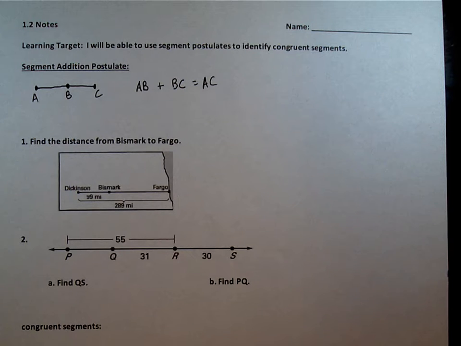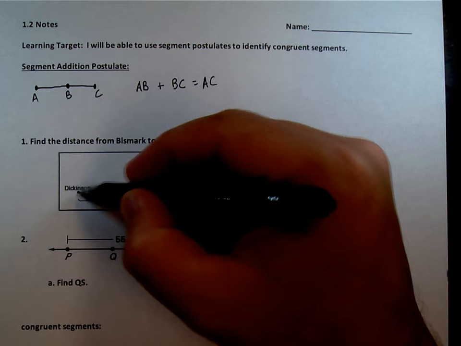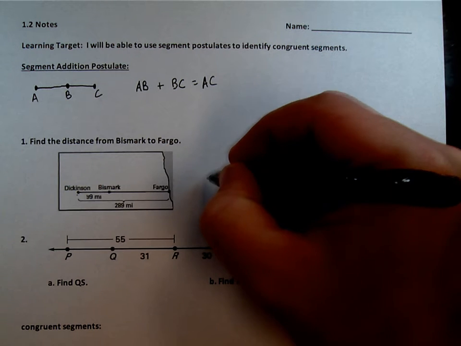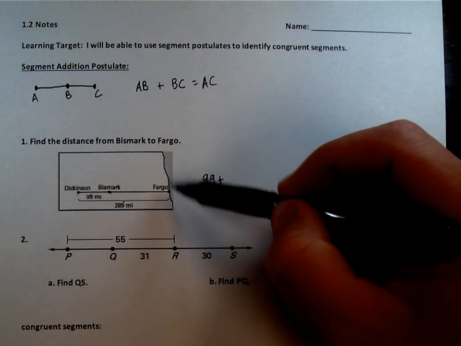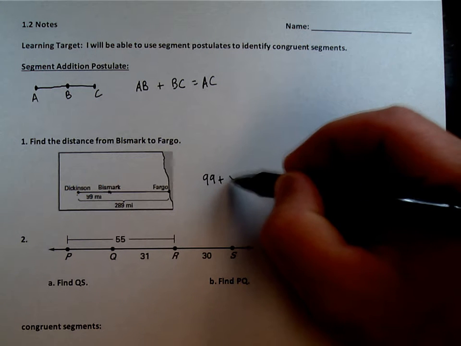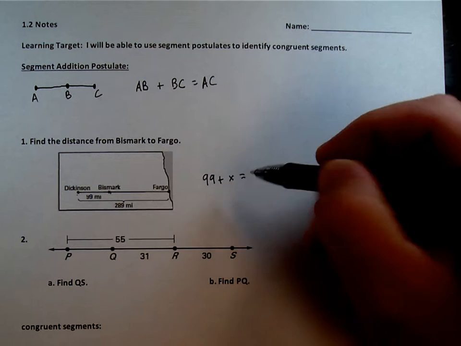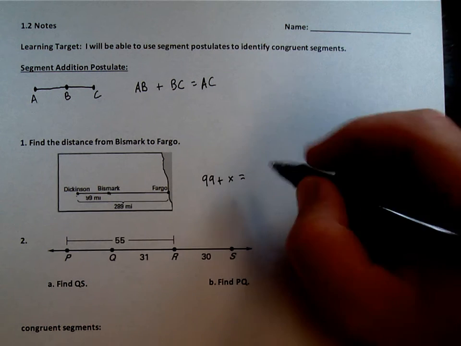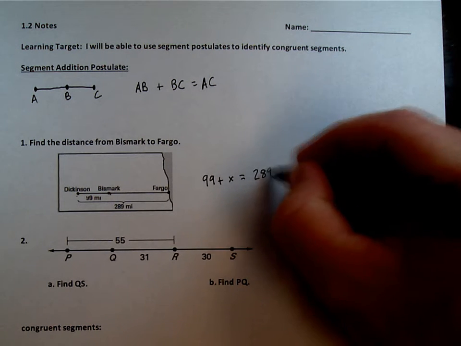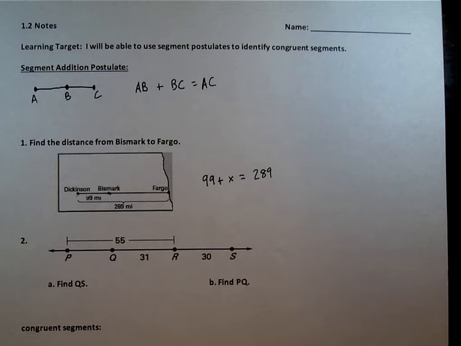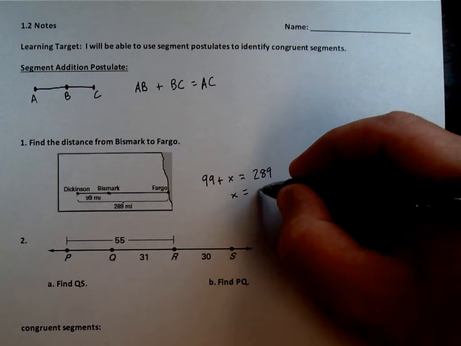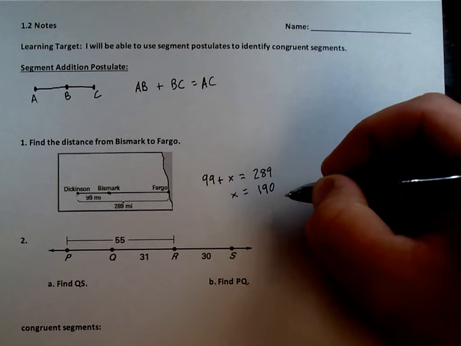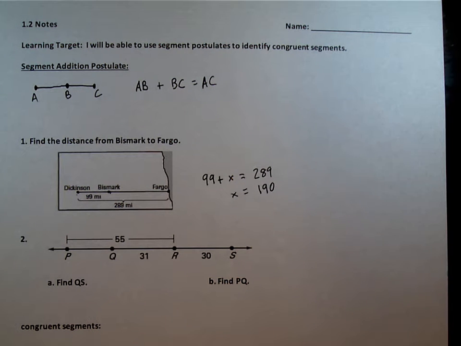Well, what we know from the segment addition postulate is that from Dickinson to Bismarck, which is 99 miles, if you take that and add to it the distance from Bismarck to Fargo, which I don't know, that's what I'm trying to find, maybe I'll call it X, it will equal the total distance, which we know is 289. So we can write this equation, 99 plus X is equal to 289. We subtract the 99 and I get my answer. So 190 miles.